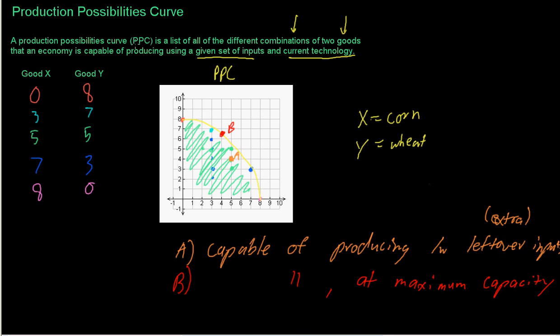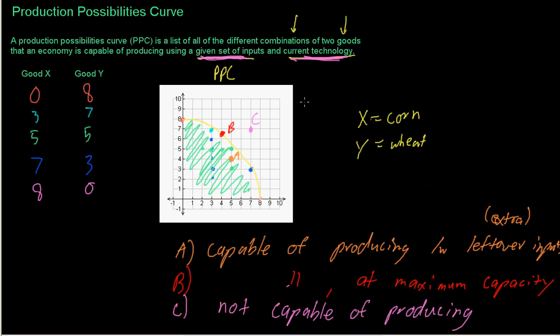And then the last thing is that if you have a point like point C out here in pink, that you are not capable of producing because it's beyond your production possibilities. So not capable of producing with, and this is the important part, you're not capable of producing it with this set of inputs, with your given set of inputs and your current technology.